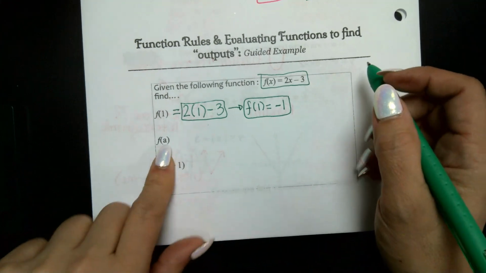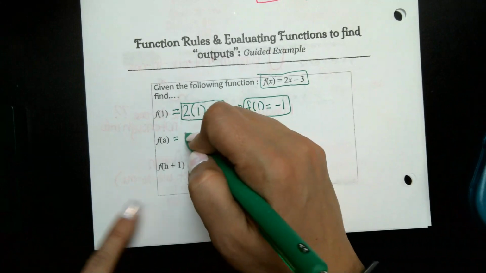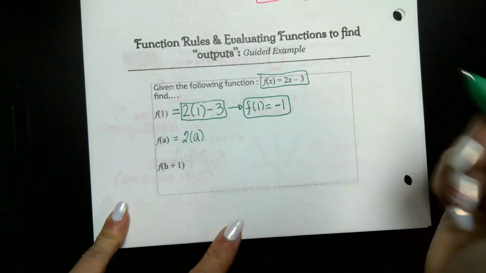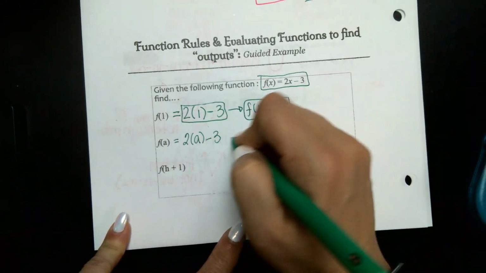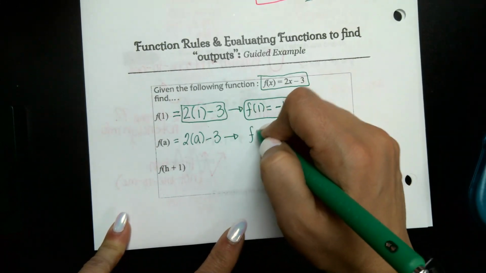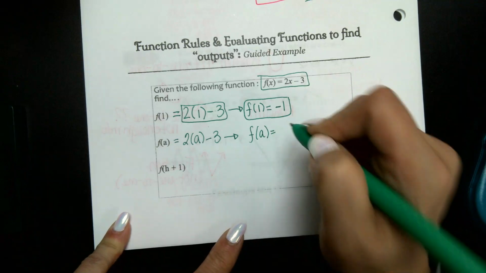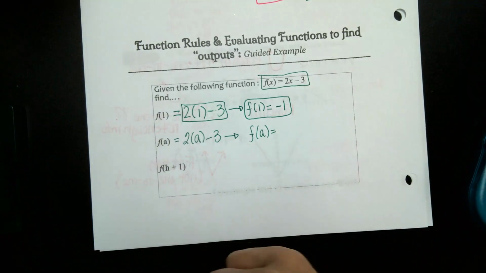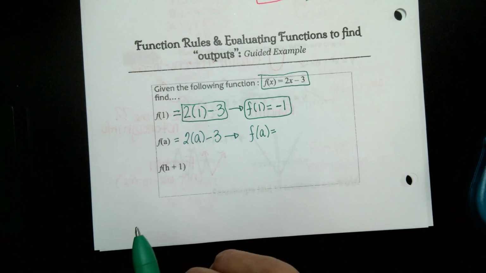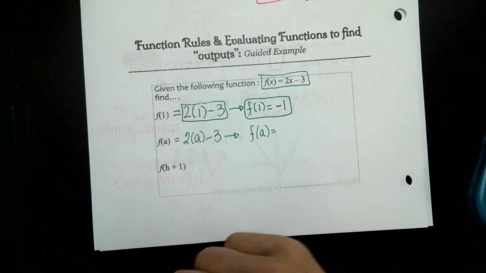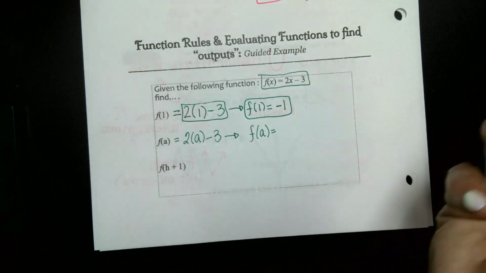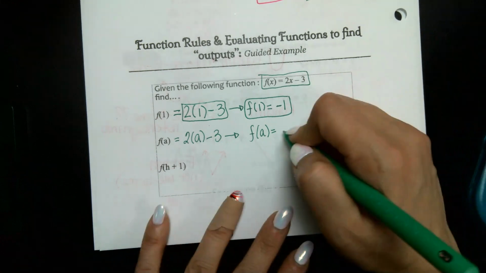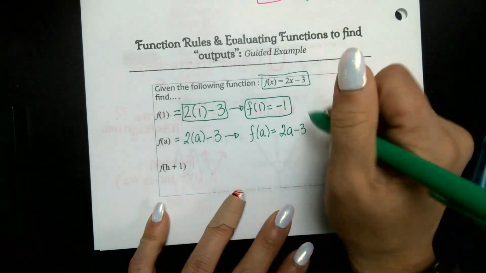Okay, what are they telling me to plug in here? They're telling me to plug in the letter a. So wherever I see the letter x, I'm now plugging in a letter a. Okay, so what would I get? Aren't you just going to get 2a minus 3? I mean, there's nothing else that you can do to it. 2a minus 3.